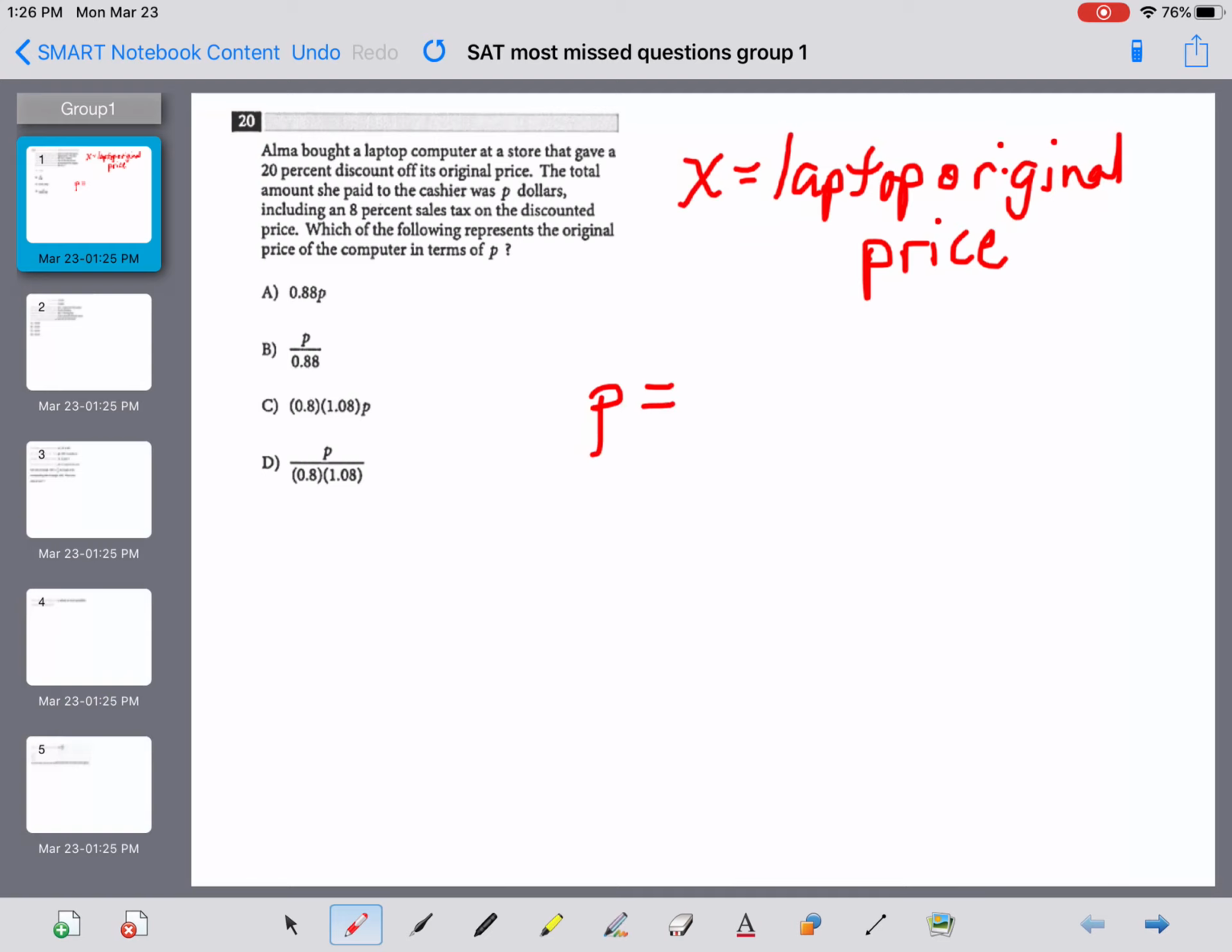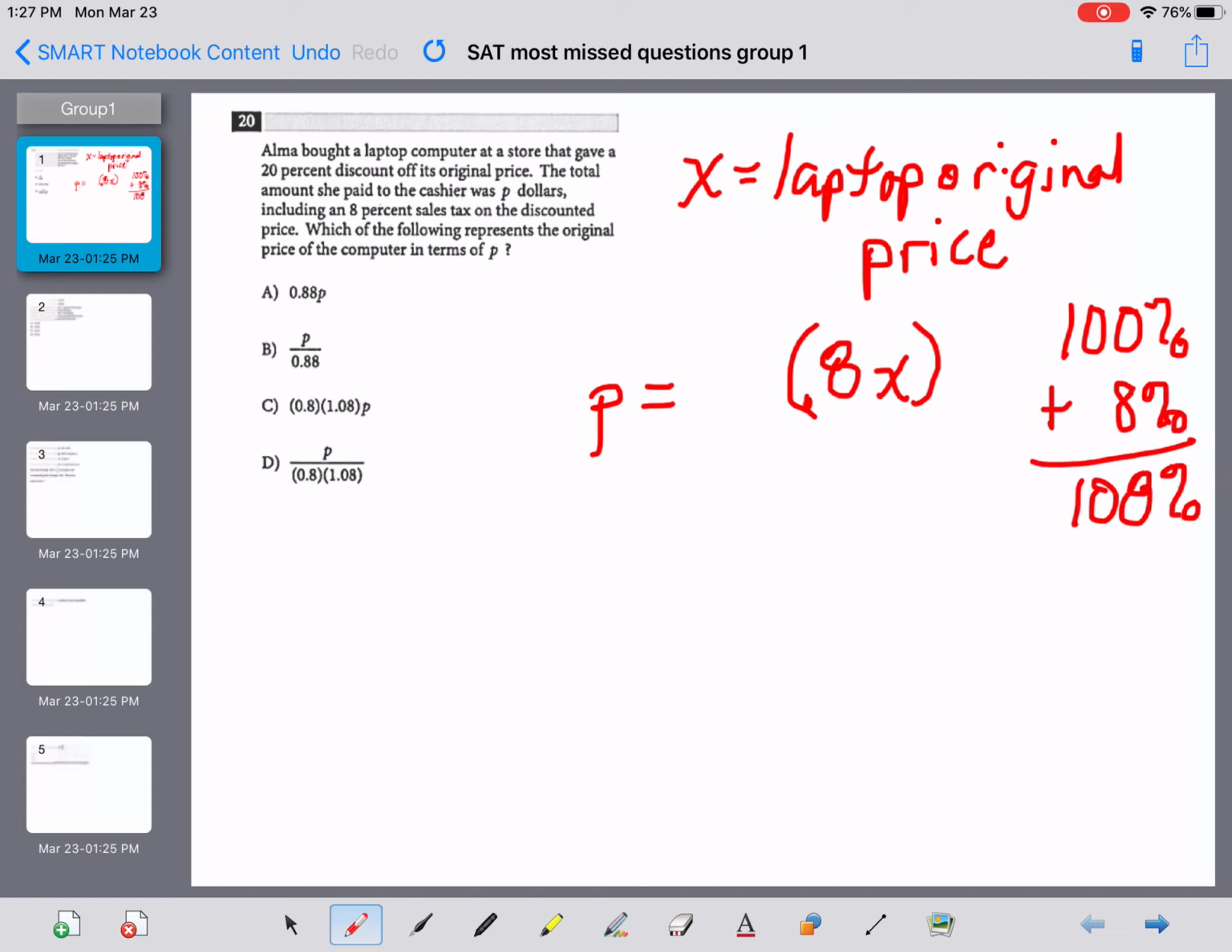So with the discount, if 20% is discounted off, that means she's paying 0.8 of the original price. Then it says that the total amount she paid was P dollars, including the 8% sales tax. So if you think about when you pay a sales tax, you first have to pay 100%. So that's the original price of 100%. And then you add the 8% tax on. So you're really paying 108% of what you did. So I'm going to make that 1.08 of the 80% because we're going to pay 100% plus the 8% of the 80% she paid. So that's kind of what she paid.